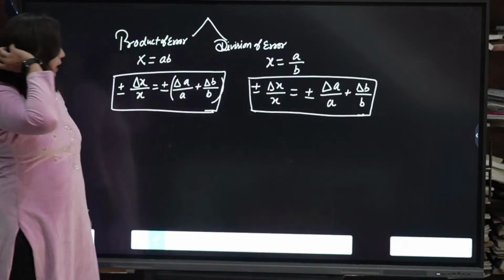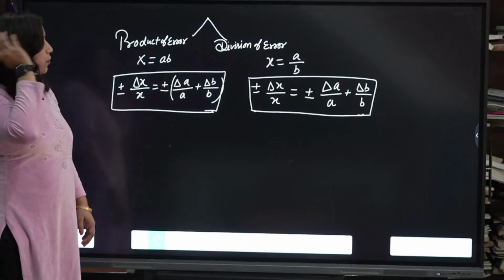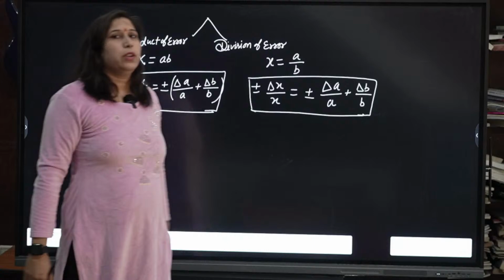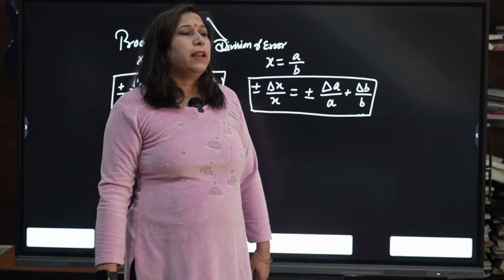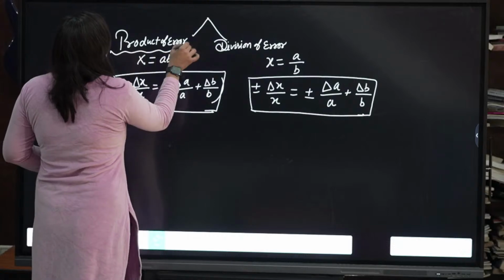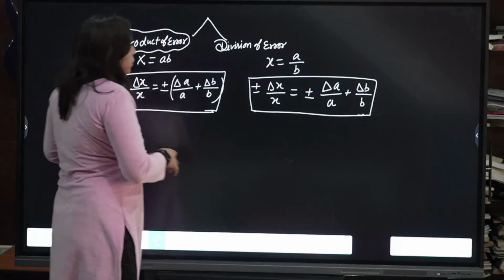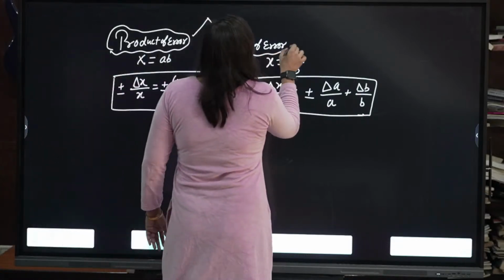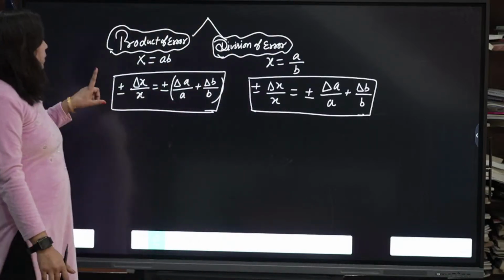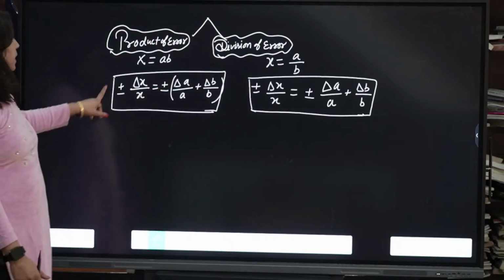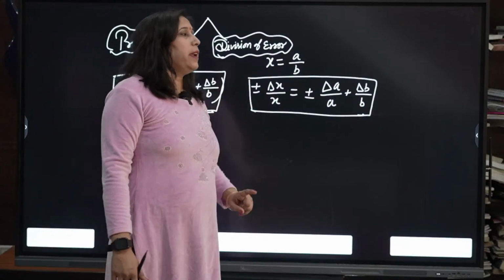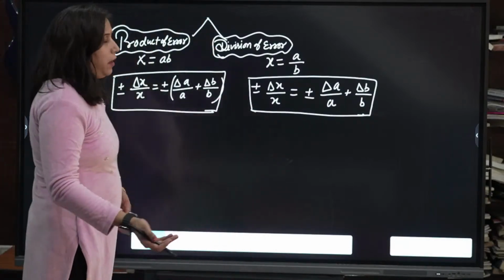In the last case, in sum and difference of errors, our error was added, same plus minus del x is equal to plus minus del A plus del B. Same formula in case of product of error. Mathematically it's proven, and in a division of error, in both we apply del if we find out error, in that case plus minus del x by x is equal to plus minus del a by a plus del b by b.